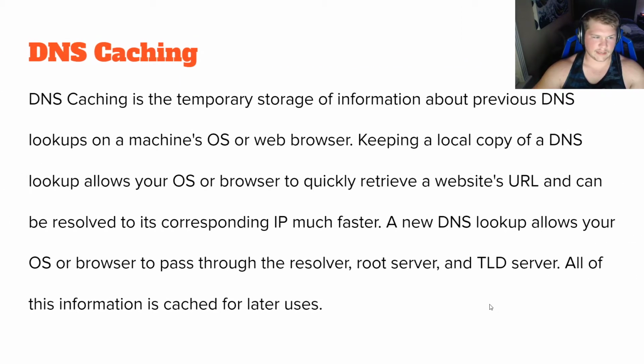Next, we have DNS caching. DNS caching is the temporary storage of information about previous DNS lookups on a machine's OS or web browser. Keeping a local copy of a DNS lookup allows your OS or browser to quickly retrieve a website's URL and can be resolved to its corresponding IP much faster. A new DNS lookup allows your OS or browser to pass through the resolver, root server, and TLD server. All this information is cached for later uses.